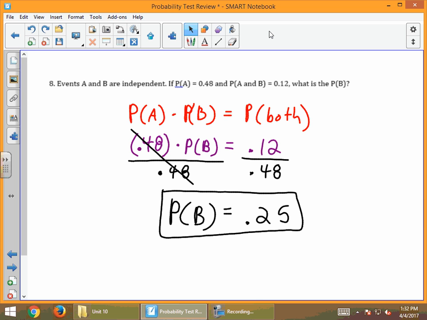Questions? Very simple one a second ago. This is where you have an unknown. Multiply them together. Divide to find the unknown.